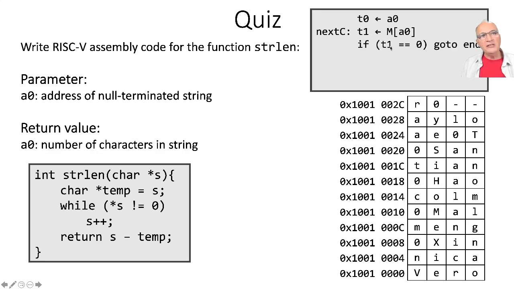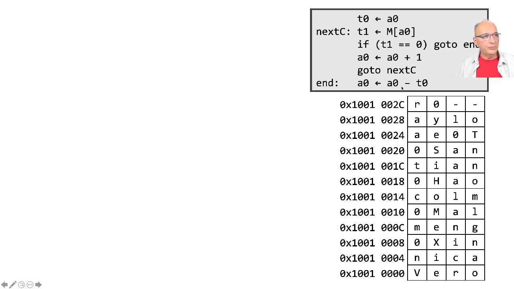And then I'm going to ask if that byte is equal to 0. If it is equal to 0, I'm ready, I can go to the end. Otherwise, I'll increment the value of the pointer by 1, because remember, I'm accessing characters. Each character occupies a single byte. And then I'll go to the next character. And if I get to the end, I subtract the value of the temp, that is the initial address that I had saved, from the address that I got to where I found the character 0.